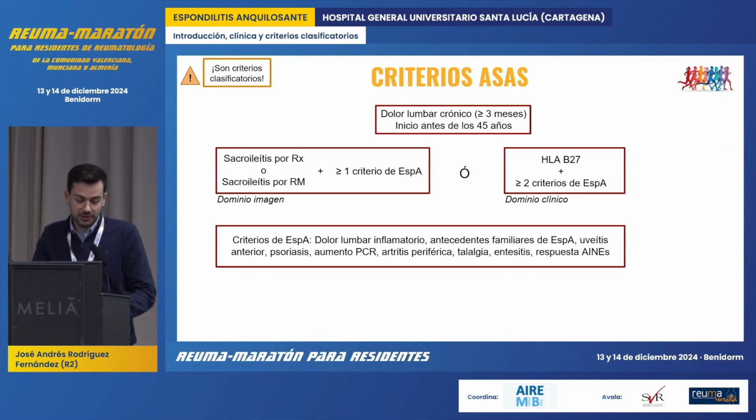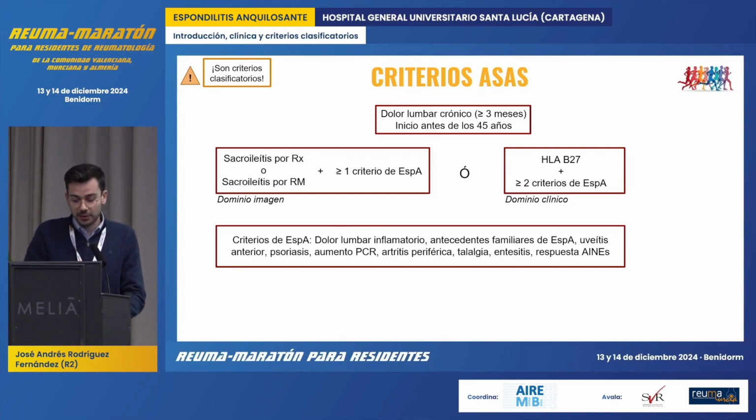And there are two branches, the sacroiliitis or imaging branch, where sacroiliitis can be demonstrated either by X-ray or by MRI, and at the same time it should meet one of the spondyloarthritis criteria. Or the clinical domain, in which we find positivity for HLA-B27, and in this case, the patient should meet 2 clinical criteria for spondyloarthritis. Sensitivity and specificity, respectively, are 82% and 84%.